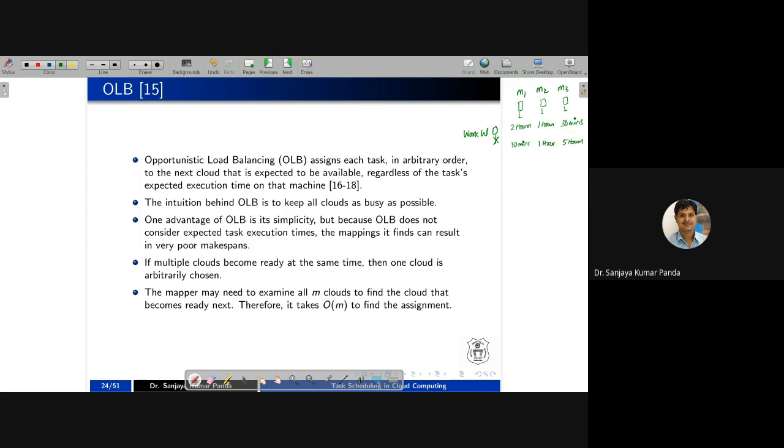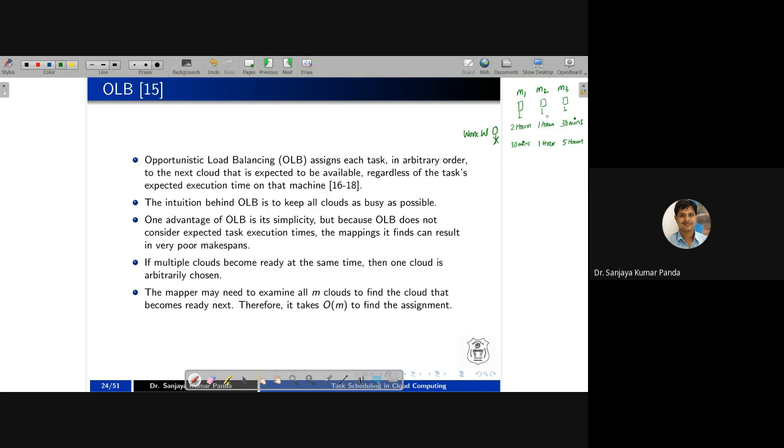So the intuition behind OLB is to keep all clouds as busy as possible. Because if you assign to M1 or M2, then M3 becomes idle. After 30 minutes, M3 has no work, right? So in order to make it busy, because after 30 minutes it will be idle, if you give some work, it will be busy, and after 1 hour, M2 becomes idle. So you have to give some work to M2. So our objective is to make all of them as busy as possible. So that is a very simple algorithm.